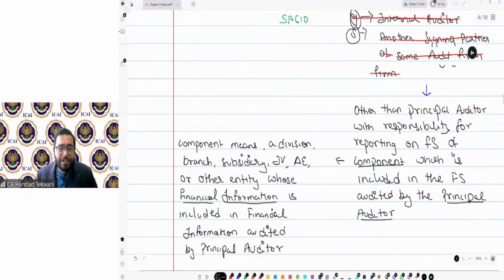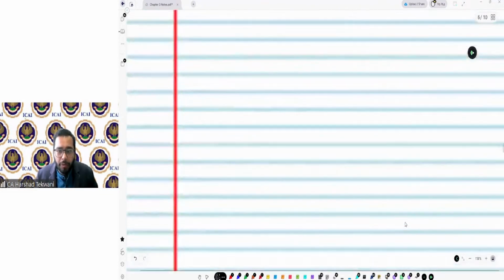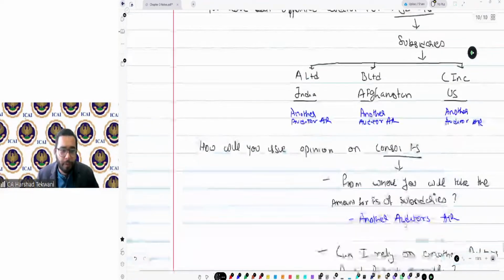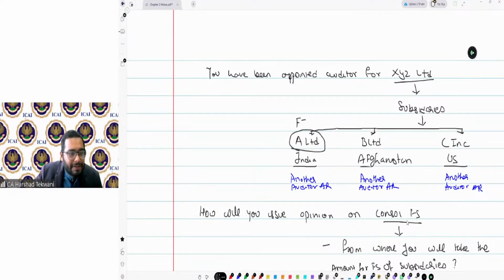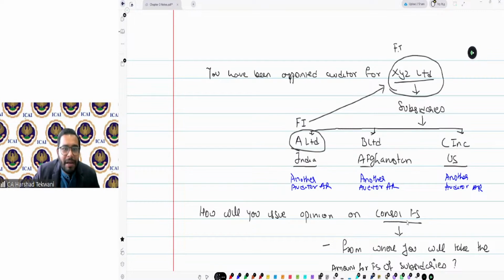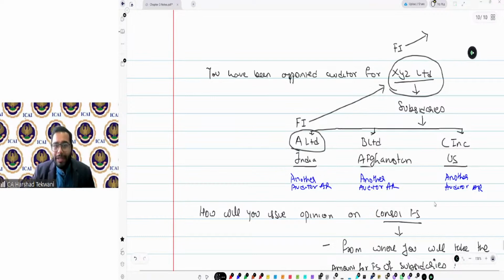In case of joint venture, when I talk about A Limited or B Limited, the financial information of A Limited is included in the financial information of XYZ Limited, which is being audited by you, that is, the principal auditor.